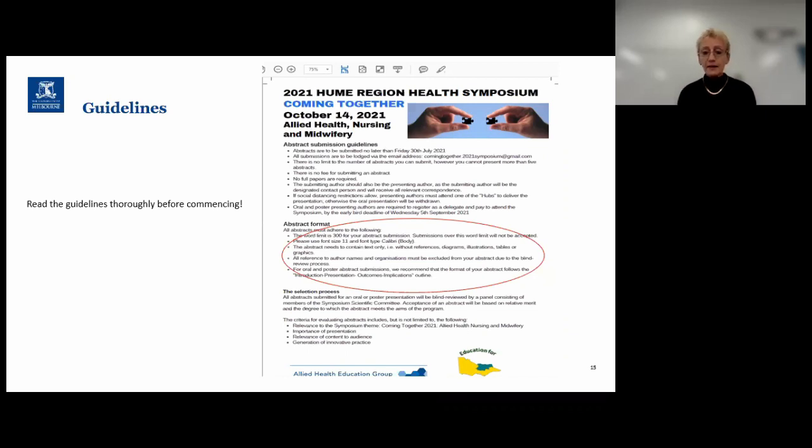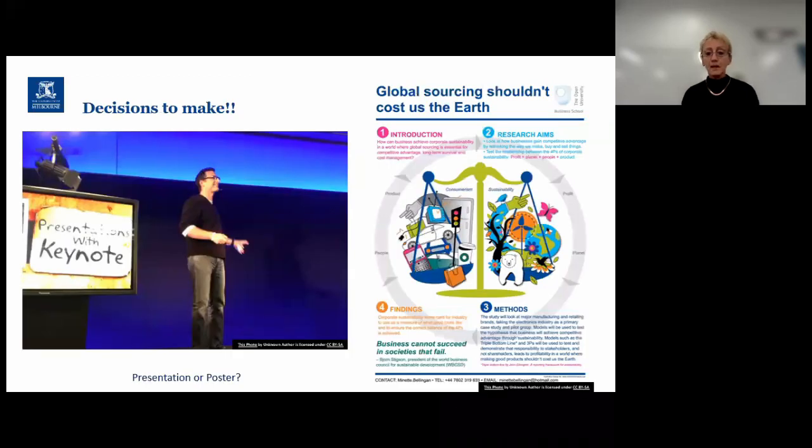The other thing that you have to think about is, for this particular conference, you've got the option of whether you want to submit for an oral or a poster presentation. So what do we want to do? When you submit an abstract, in this case, you have to determine whether you want to do this.